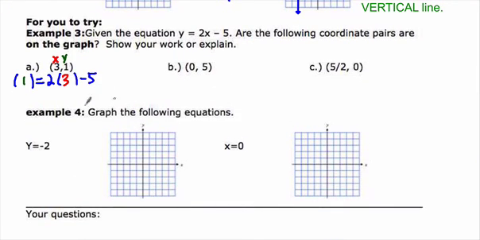And then down here, graph the following equations and just use what I did on the page above here to figure out what they should look like.